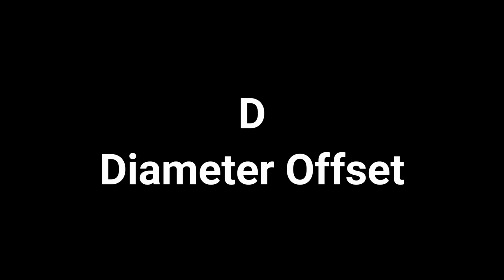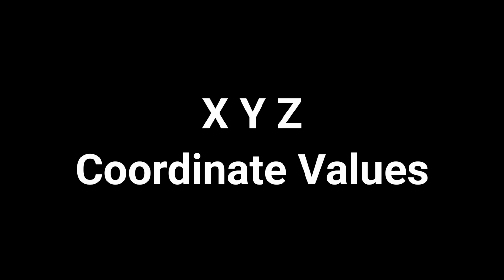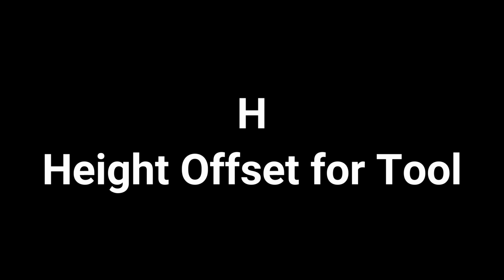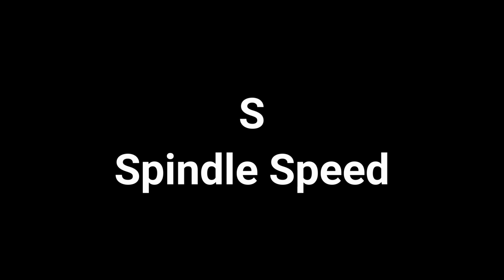Besides G and M, there are other letters that the machine can read. What other letters can we use to provide commands? D is the offset number selection. X, Y, and Z are the coordinate letters. N is the sequence number. H allows us to create a tool length offset. F is used to create a feed rate. S is used to write a spindle speed. T is used to create a tool function.